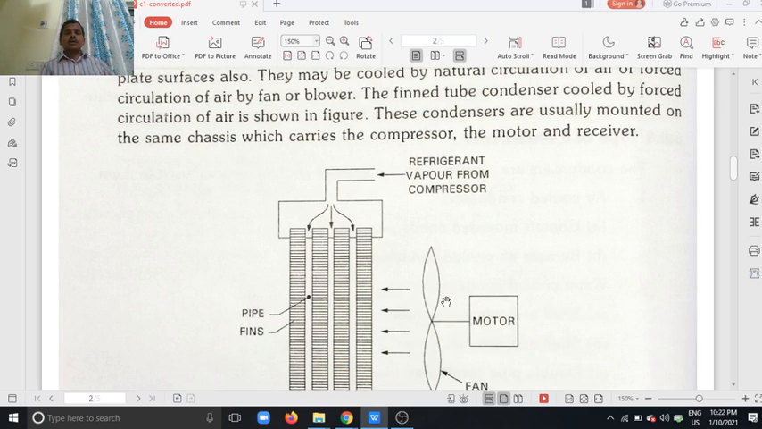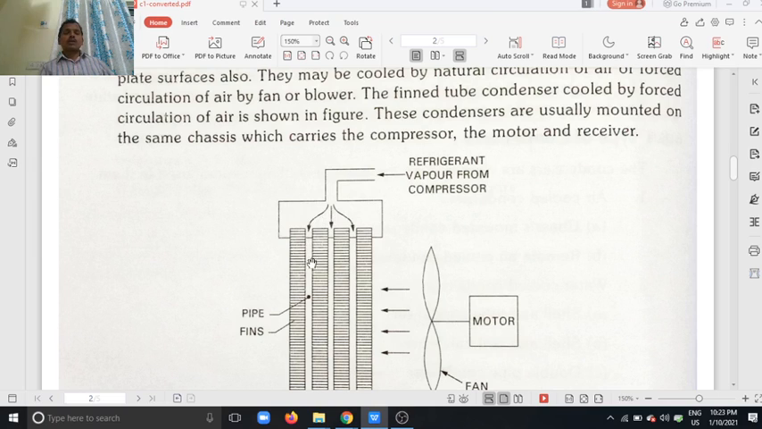The finned tube condenser is cooled by forced circulation of air, as shown in the figure here. A fan rotates with the help of a motor. Due to the rotation of the fan, the air is sucked from this side and flows through these pipes. The refrigerant vapor comes from this line, enters these tubes and moves downward. This refrigerant vapor is converted to liquid.